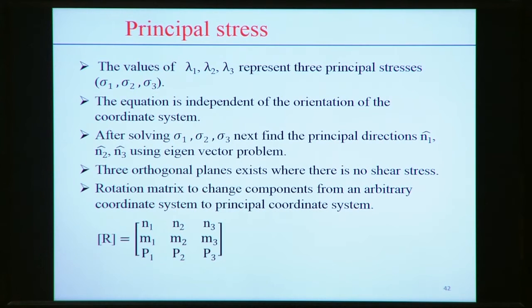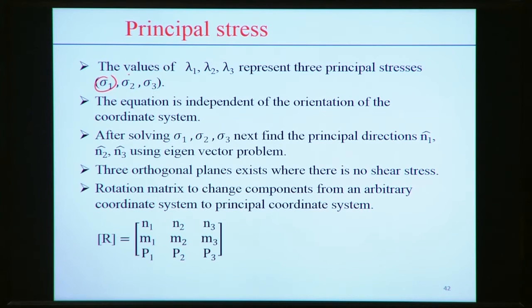So the values lambda 1, lambda 2, lambda 3, that is, the roots of the cubic equation, represent the 3 principal stresses, and the 3 principal stresses are often designated as sigma 1, sigma 2 and sigma 3. The equation is independent of the orientation of the coordinate system. Here we are orienting the coordinate system in such a way that along that orientation the principal stresses actually exist.